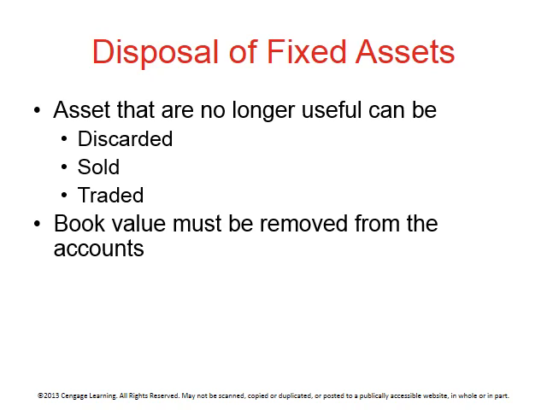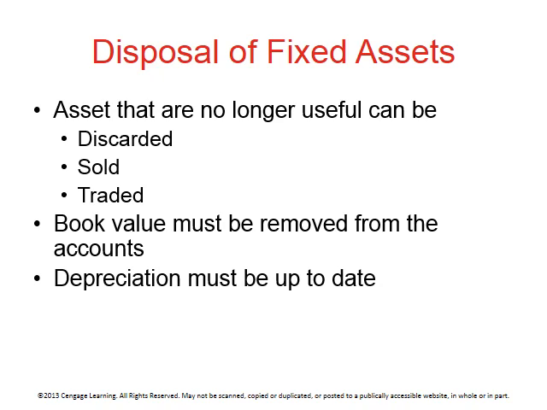We have to take out the book value, which means we have to remove the asset, for instance, truck under our assets account, and we have to remove the accumulated depreciation for that truck. And we have to catch up our depreciation. So if we do depreciation up through December 31st, 2012, and we sell it on February 2nd, 2013, we have to account for depreciation from December 31st to February 2nd to catch it up.